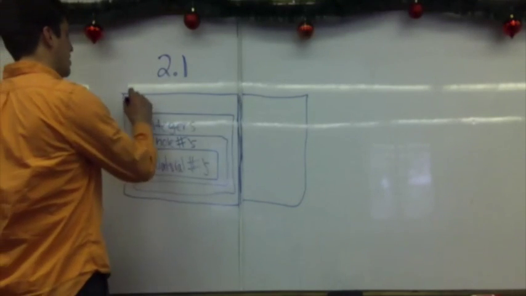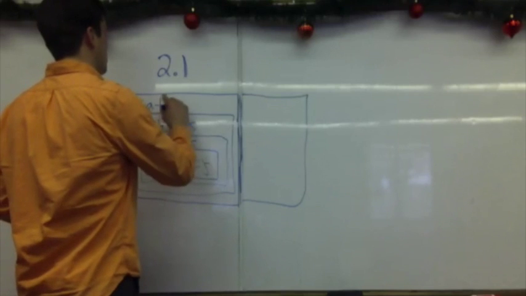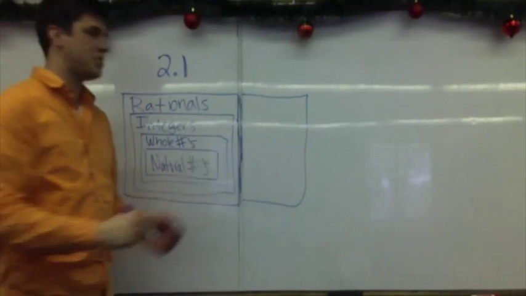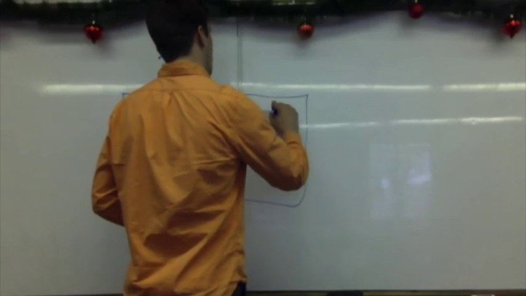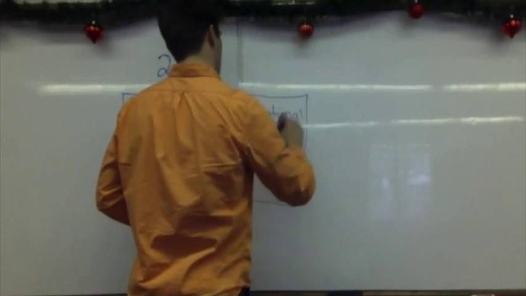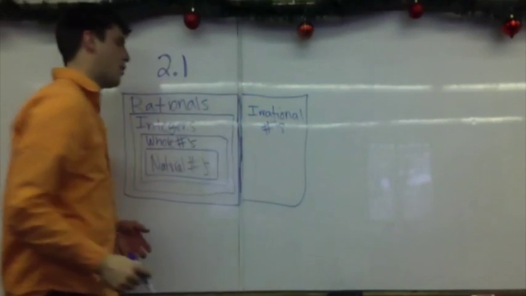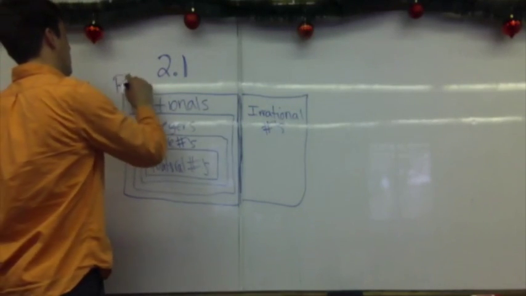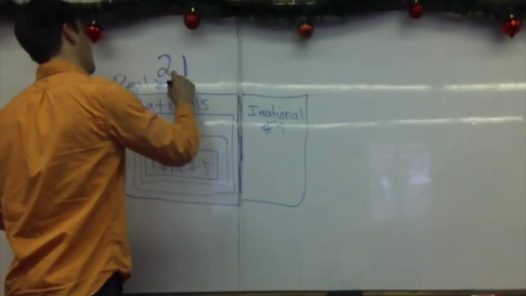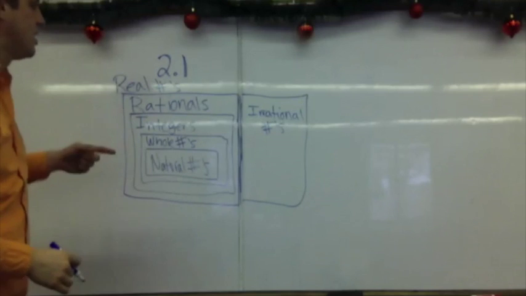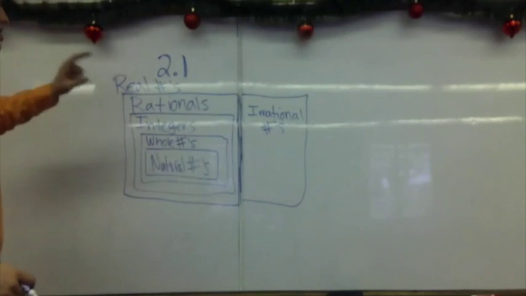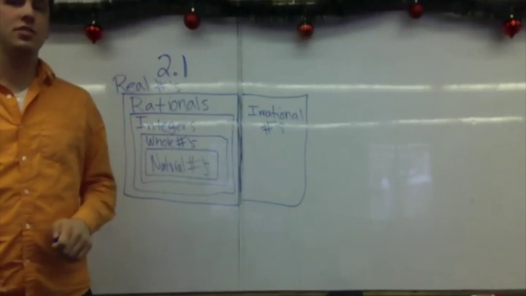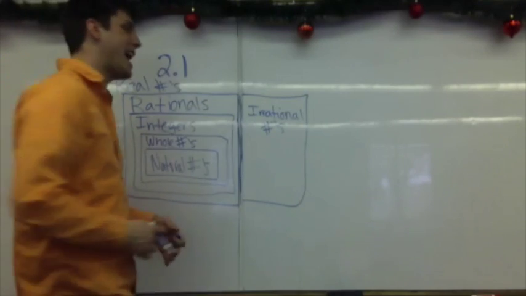The last one is rationals, and this and irrational numbers are what make up your entire plane of real numbers. So this entire thing is real numbers, and within rationals you have integers, whole numbers, natural numbers, and within irrationals you have stuff like pi, which is a never-ending decimal.